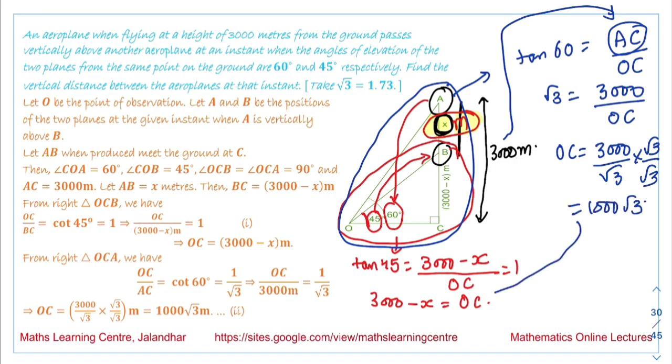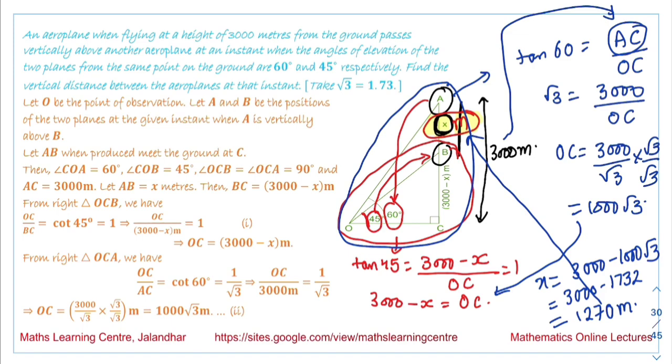We substitute this value over here, and we get that the value of x is 3000 minus 1000 root 3, and this value comes out to be 3000 minus 1732. The answer we obtain on subtracting these two is 1270 meters, and this is the vertical distance between the two aeroplanes at any instant.